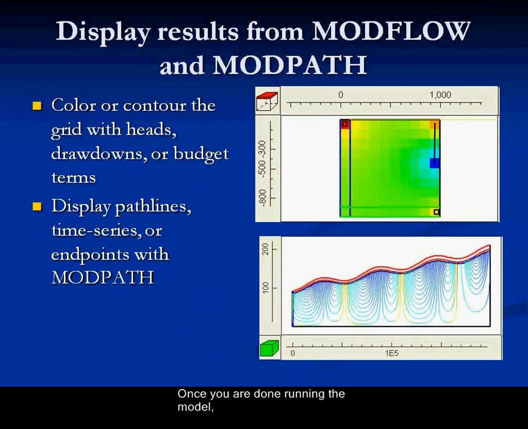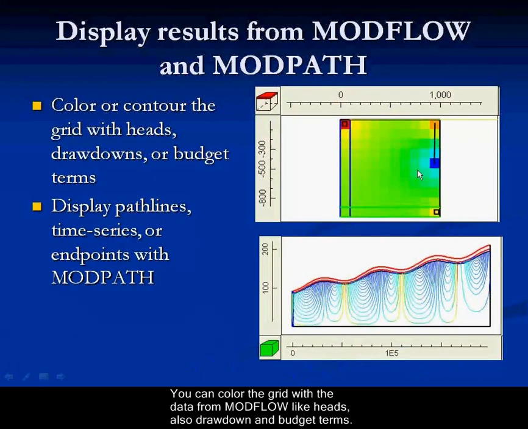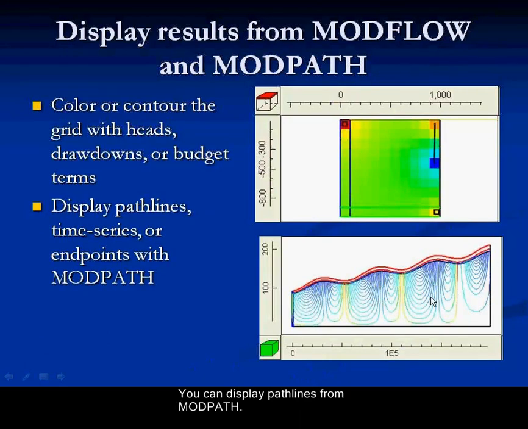Once you're done running the model, you can display the results from ModFlow and ModPath, color the grid with the data from ModFlow, like heads, also drawdown or budget terms. You can display path lines from ModPath.